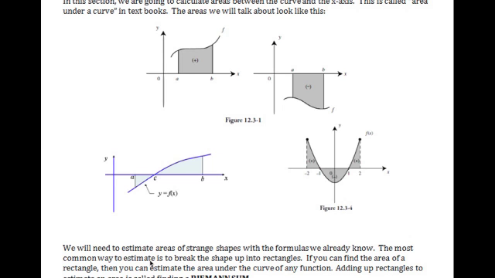So we can also estimate areas of these strange shapes with formulas we already know, but the most common way is to break up the shape into rectangles. All rectangles. No matter what shape you're given, I want all rectangles. So for this section, if you can find the area of a rectangle, then you can estimate the area under the curve of any function I give you. Adding up rectangles to estimate an area is called finding a Riemann sum. Whenever you see the word Riemann, you need to think rectangle.